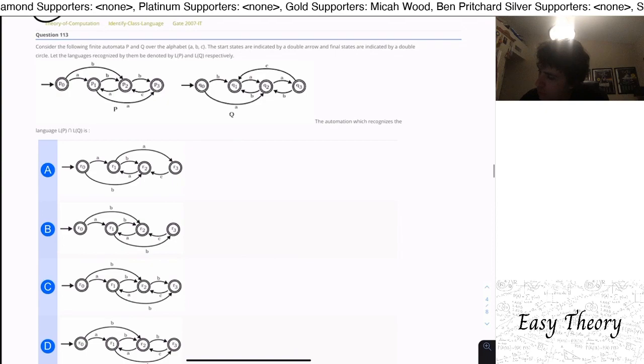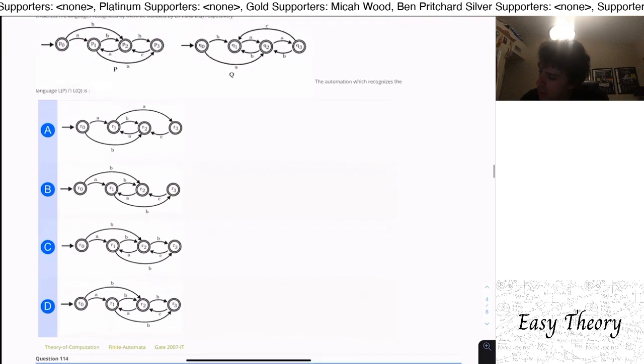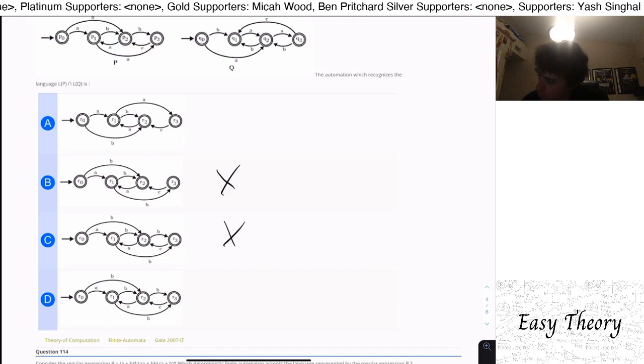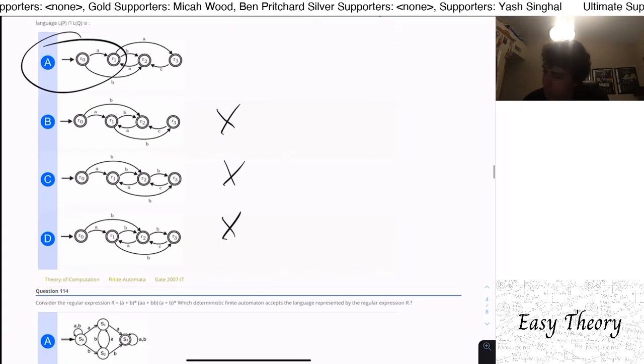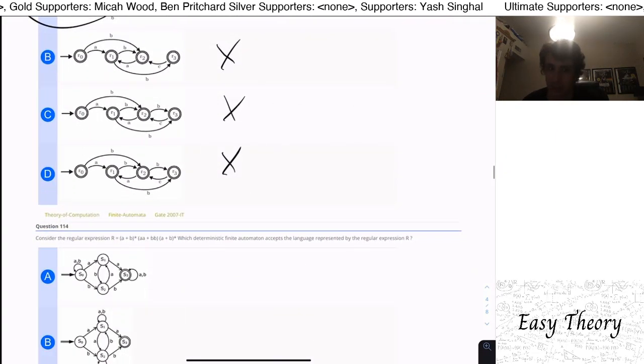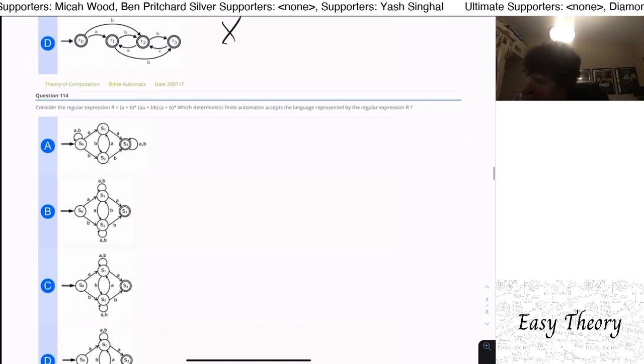Well, both of them accept AA. So this one won't work. This one won't work. And this one won't work. So A is the answer. Sometimes it's just a matter of eliminating choices, even though it's a massively complicated problem.